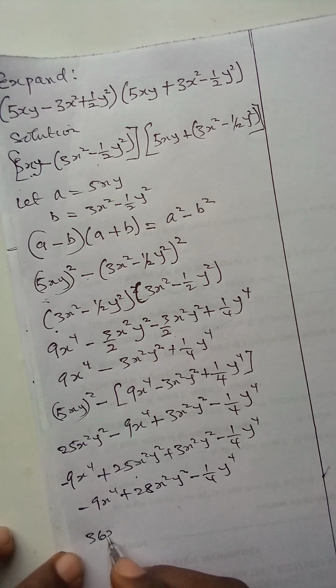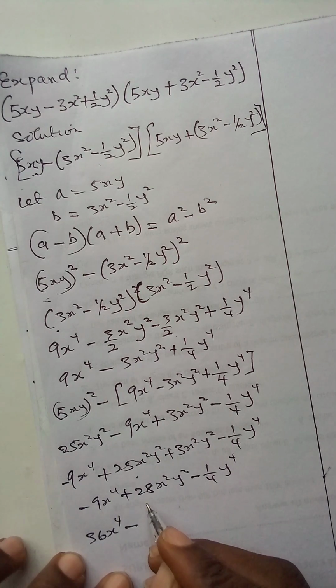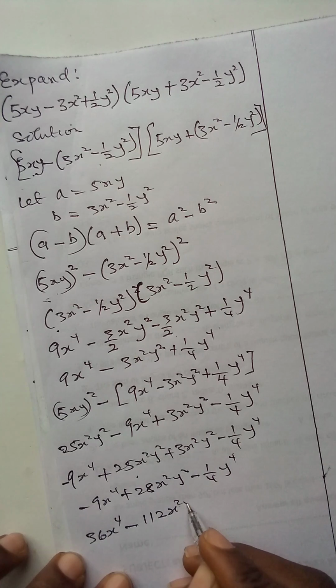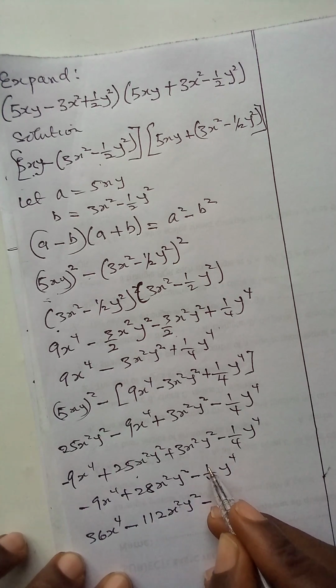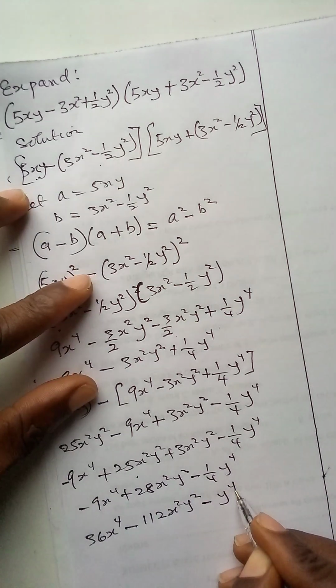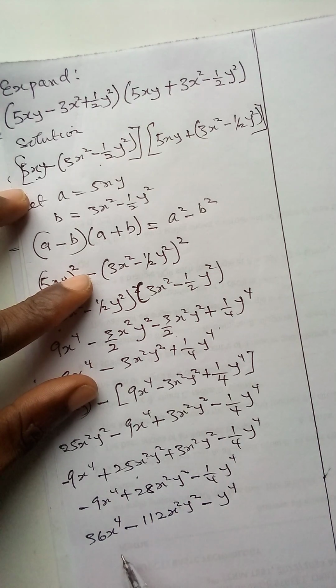We have 36x to power 4. There's a minus here. 4 times 28 will give us 112 x squared y squared. Then minus 1 over 4 times 4 will give us 1. So we have y to power 4 here. This is the result of that expansion.